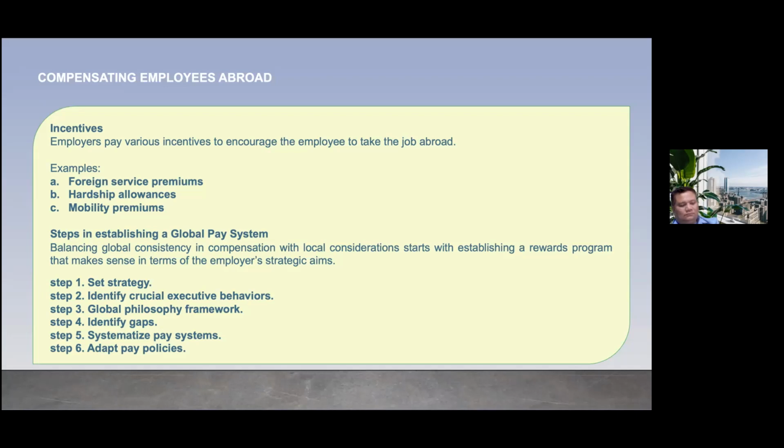And then step 4 is to identify the gaps. Here we have to ask, to what extent do our pay plans in the world now support these actions and what changes, if any, are required? The next is to systemize the pay systems. We need to create more consistent performance assessment practices and establish consistent job requirements and performance expectations for similar jobs worldwide. And then lastly is to adapt the pay policies.